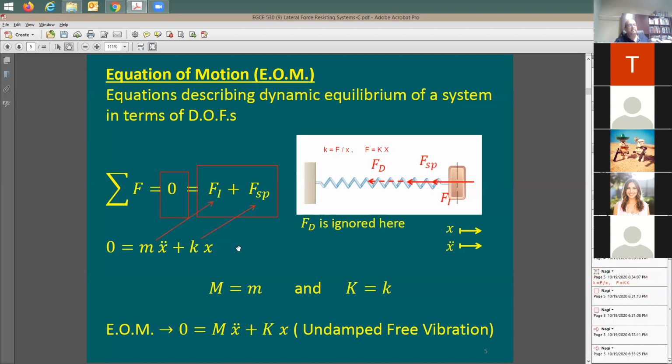In this system, I consider that there's no damping. This is why you call it an undamped system. And because it just vibrates with no external force applied to it, we're going to call it free, meaning no external force applied to it. So it's going to be free vibration, undamped system.